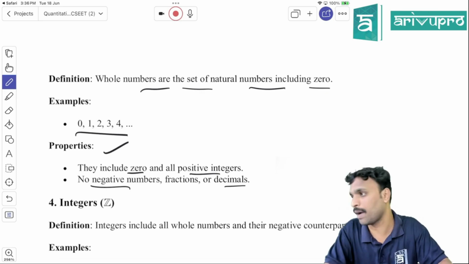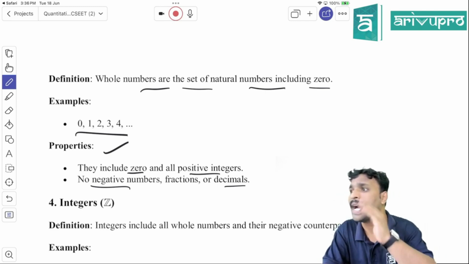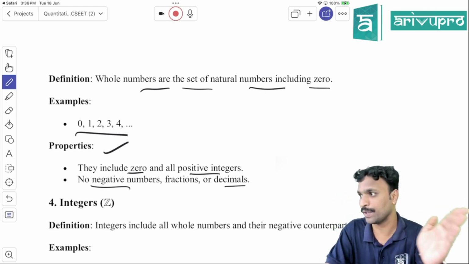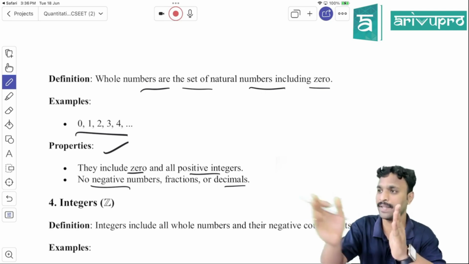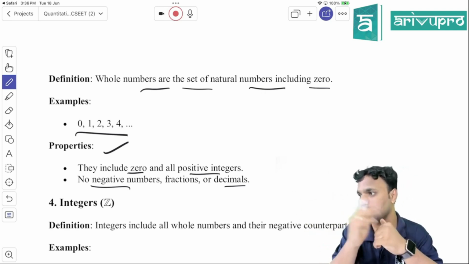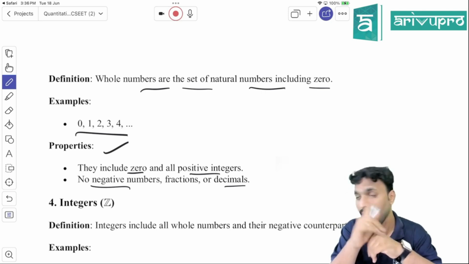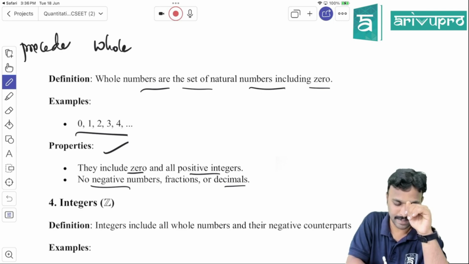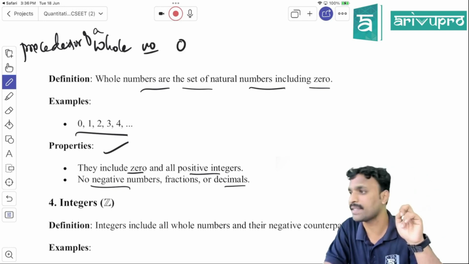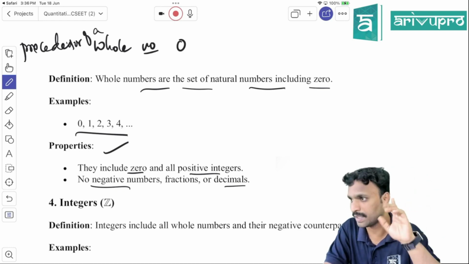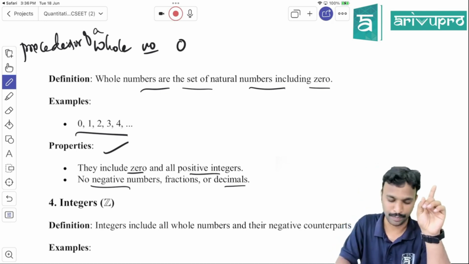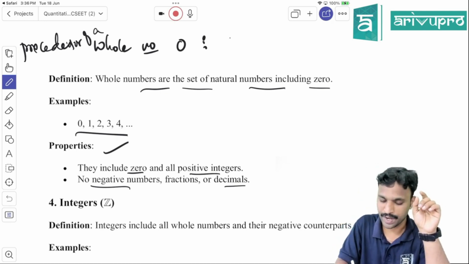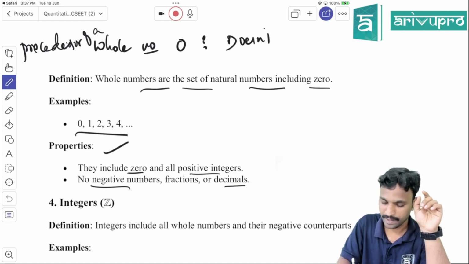Now I told you something about predecessor and successor. What is a predecessor? The number immediately before that number is called a predecessor. A successor of that number is the one just after that number. I told you about a whole number. What is the predecessor of whole number 0? There's nothing, because whole numbers start from 0. So the predecessor of the whole number 0 does not exist.